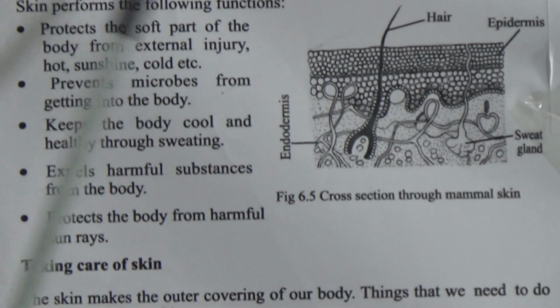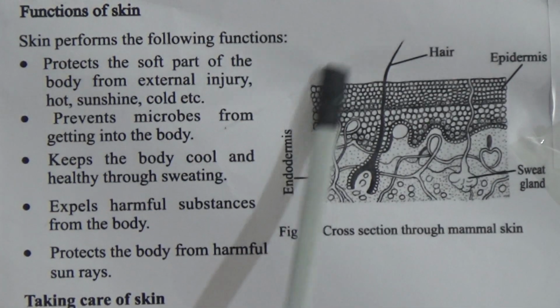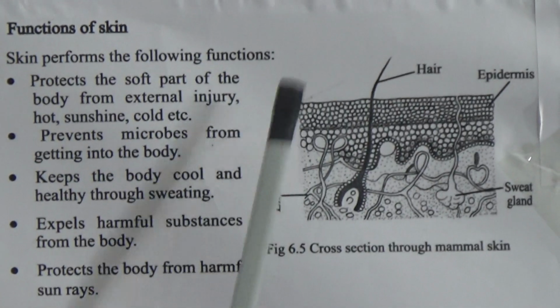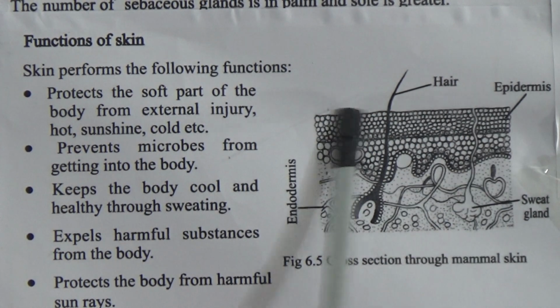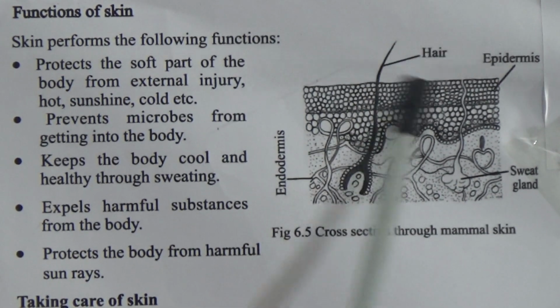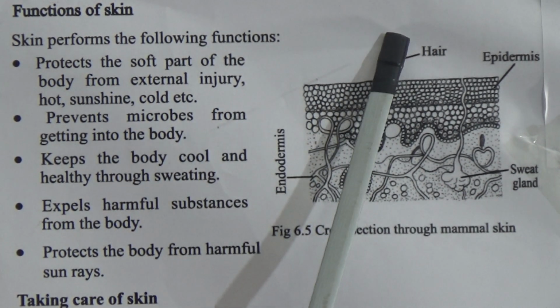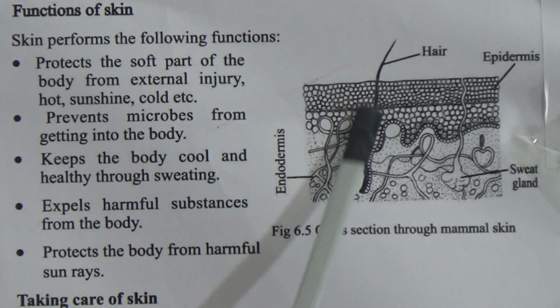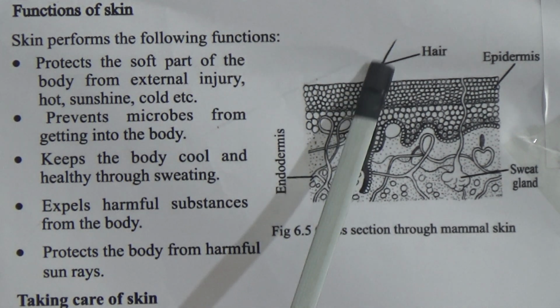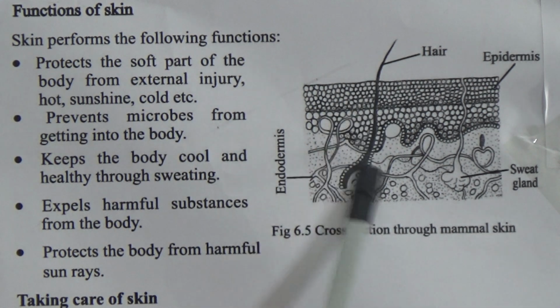Before the function of skin, we will see the picture of our skin. This is the internal formation of our skin. That part is called the epidermis and that is our hair. We know a mammal's body is covered all over with hair, and we are also mammals. That's why our body also has hair.